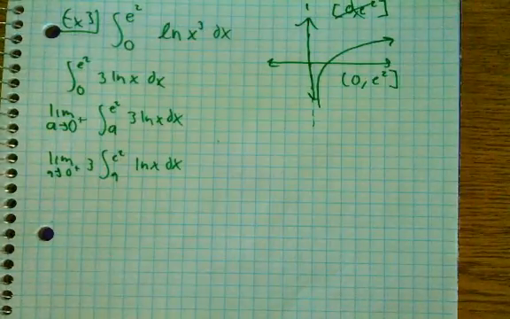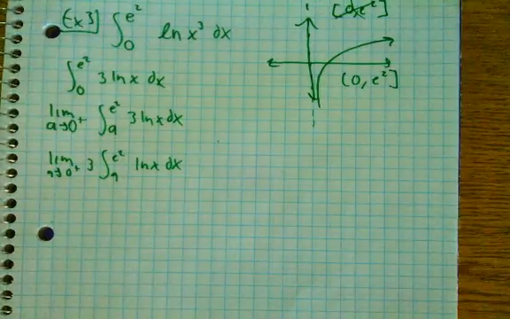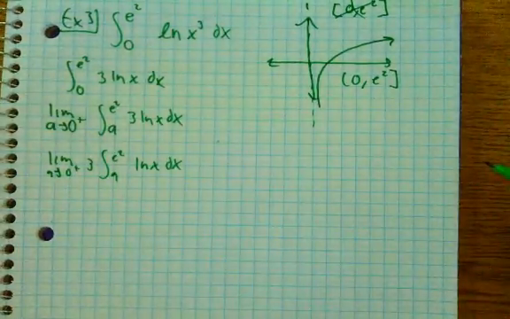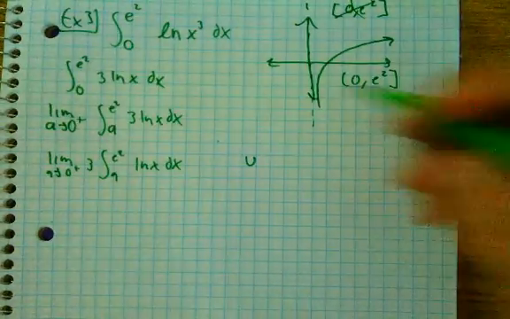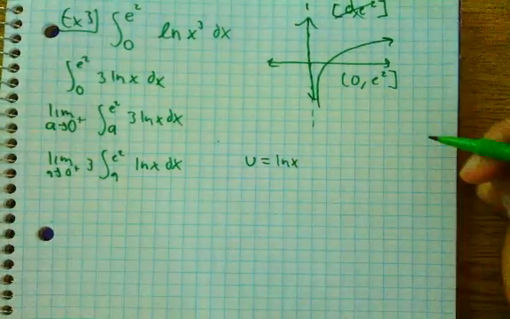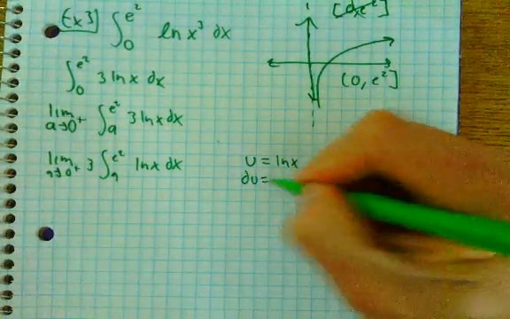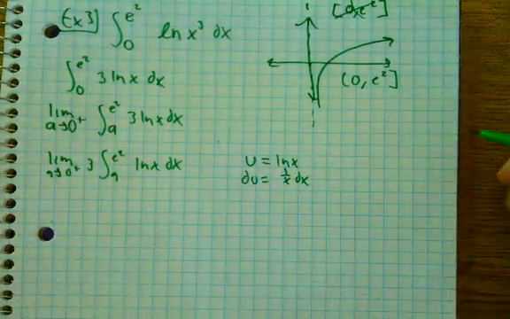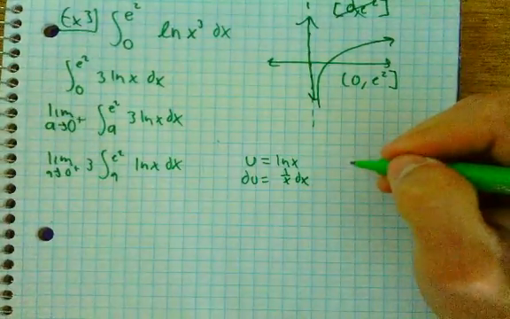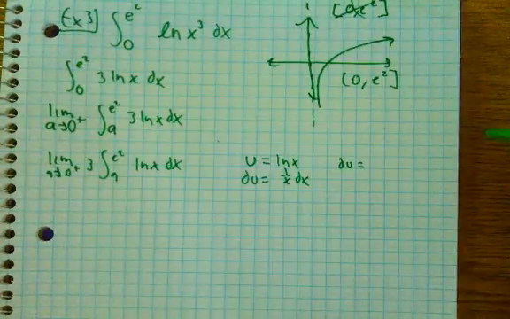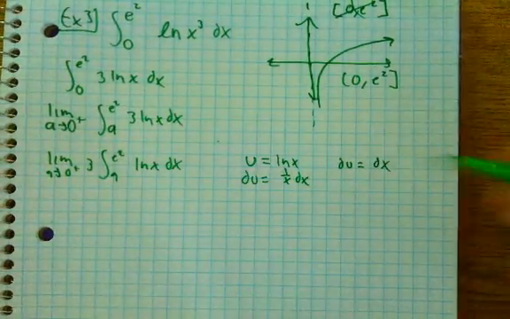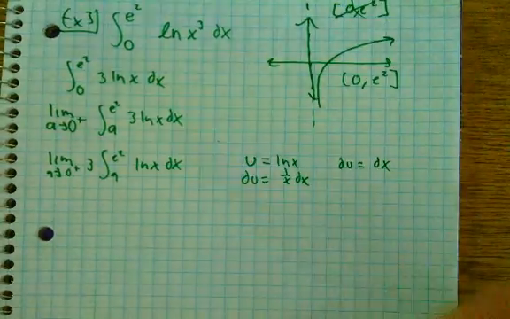LIATE. Okay? What are you going to let u be? LIATE, L is the first letter, which is the log, so u is ln x, right? Which means that du would be 1 over x dx, right? And what would dv be equal to? Well, what's left? Just dx, right? And if you integrate dx, you get that v is what? x. You guys with me?